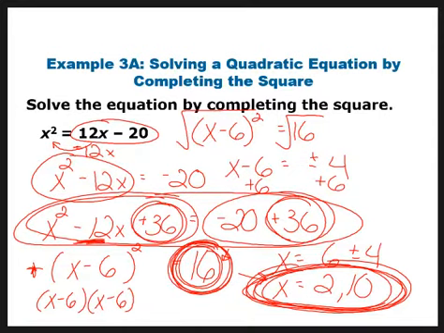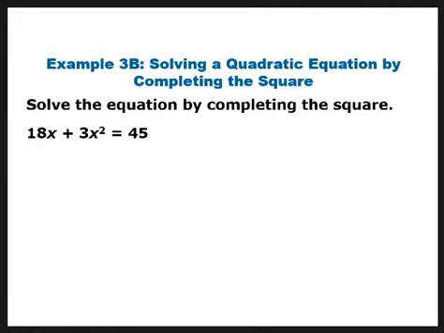Same general idea again, but we're just looking at things in a little bit of a different context. Alright, now another example. And this one's a little bit different, so I'm going to rearrange things a little bit. We already have our constant term on the right, so we're going to leave it there. But I want to make sure I write my squared term first and my x term second.